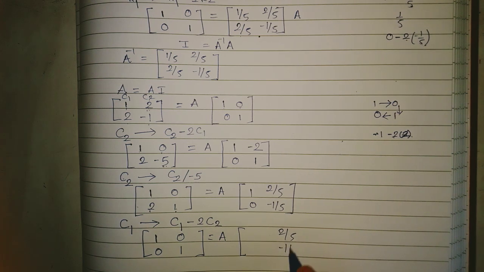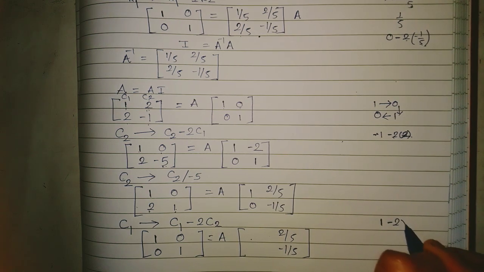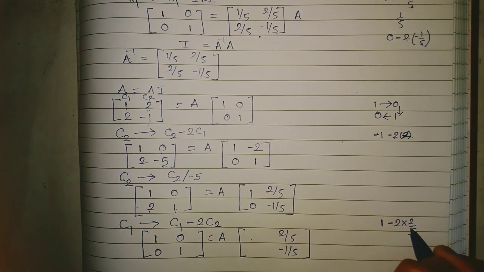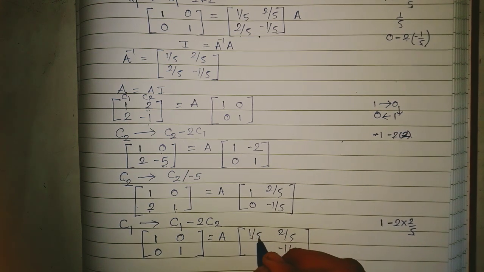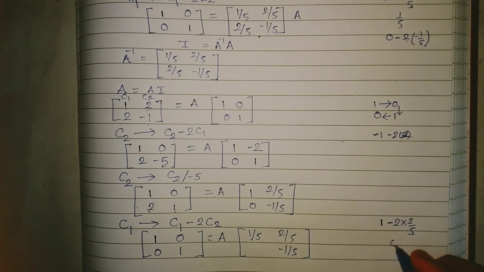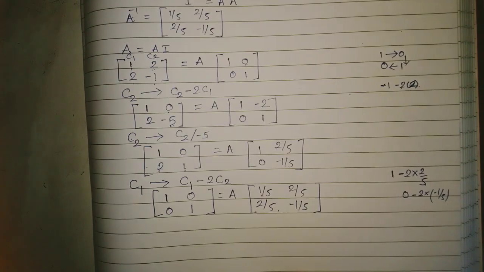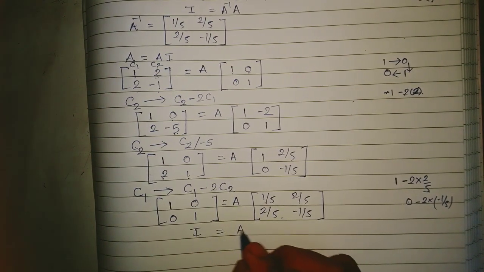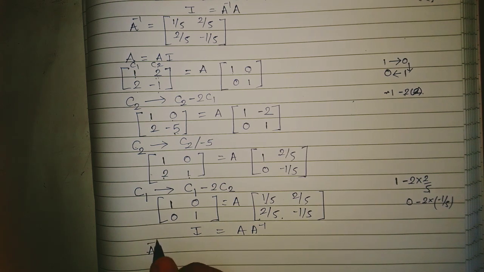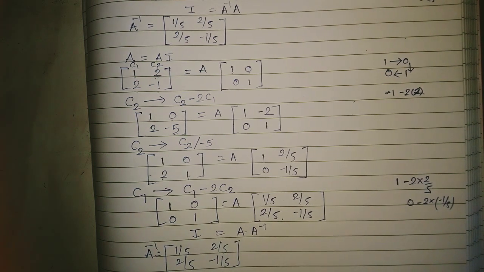Two by 5 minus 1 by 5. C1: 1 minus 2 into 2 by 5, so this will be 4 by 5, so it is 1 by 5. Then C1 is 0, 0 minus 2 into minus 1 by 5, so it is 2 by 5. So this is of the form I equal to A into A inverse. So your A inverse is 1 by 5, 2 by 5, 2 by 5 and minus 1 by 5. Okay.